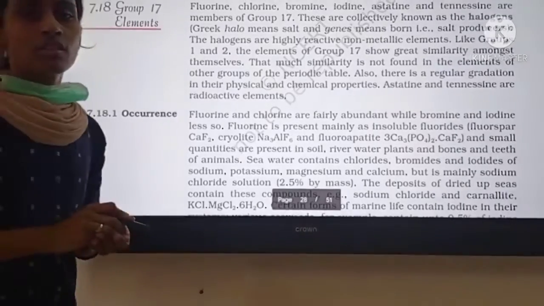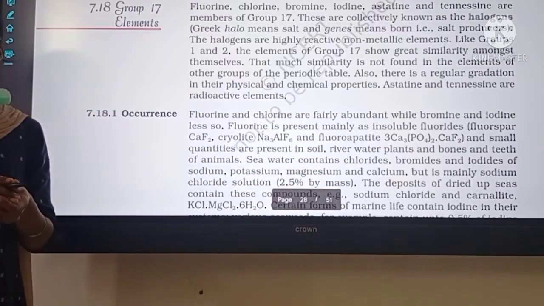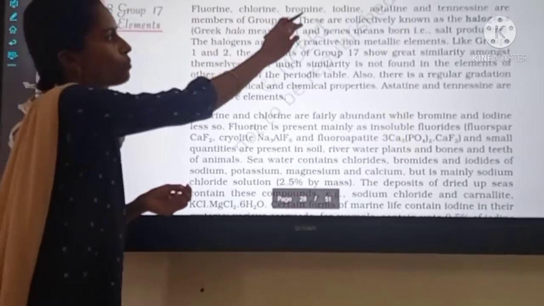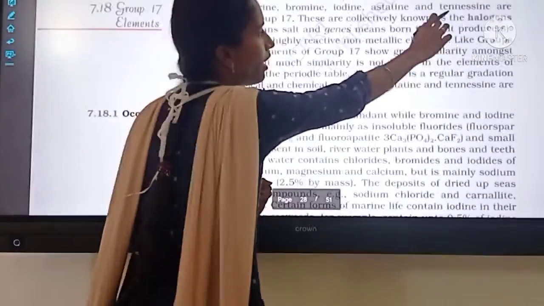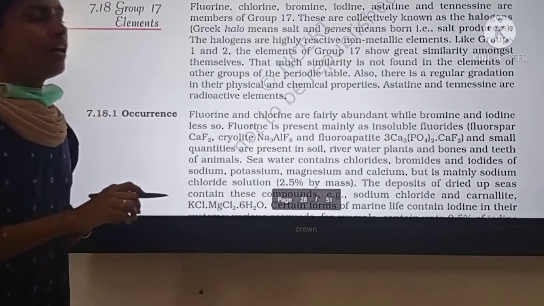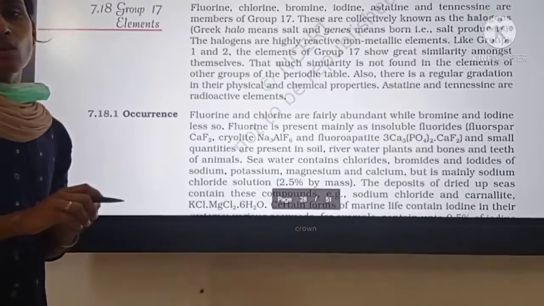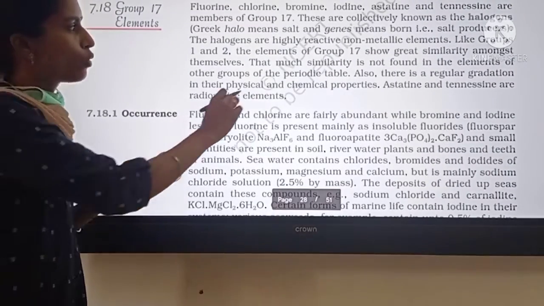Good morning students. So today we will discuss the halogen family. The halogens are fluorine, chlorine, bromine, iodine, astatine and tennessine, the members of the halogen family. These 17th group elements are also called halogens.